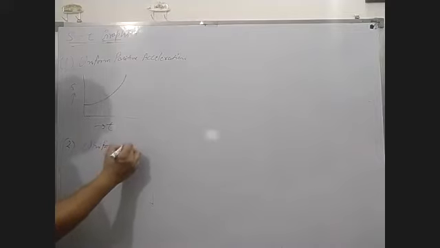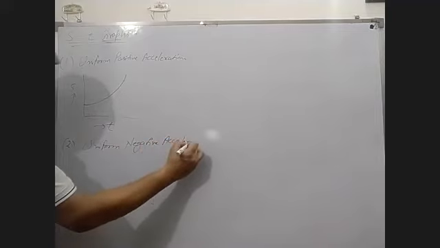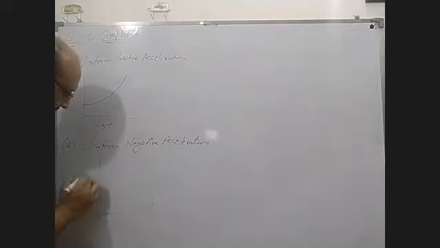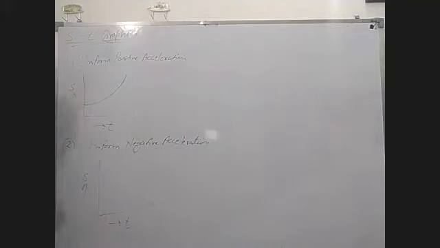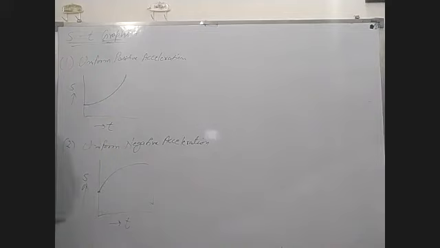Now, if the object is moving with uniform negative acceleration, then what will be the nature of the graph? Then the graph will be in this way. Okay, in this way we have to take.